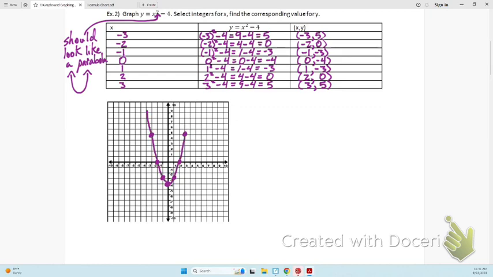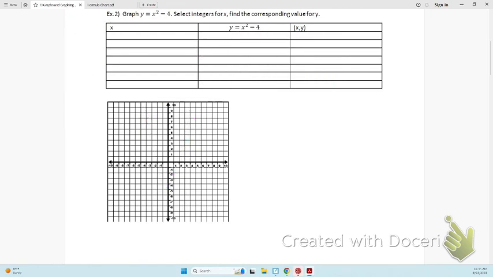If you type it into the calculator, it's a nice way to check your work and match it to your graph. If you got a graph like this when you did your math, it means you messed up with the negative. Use parentheses. All right, that's number 2.